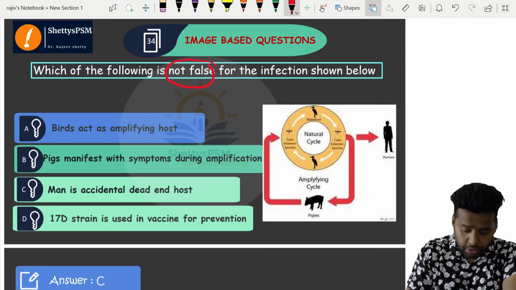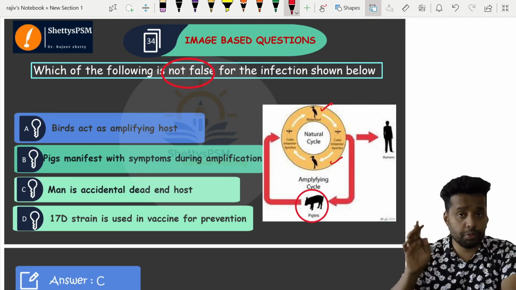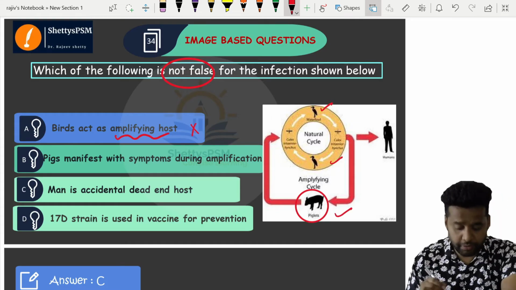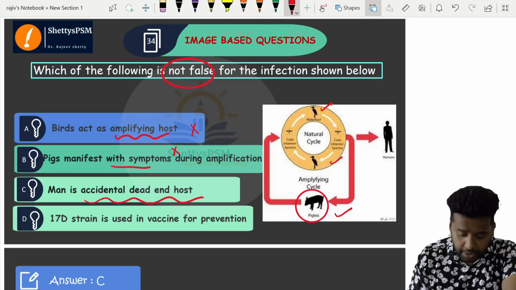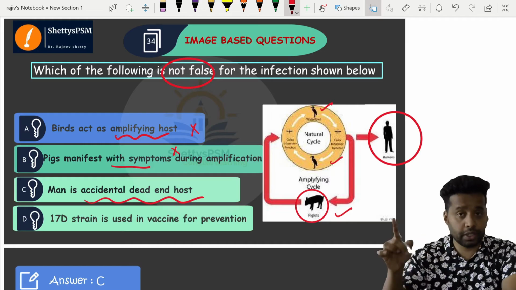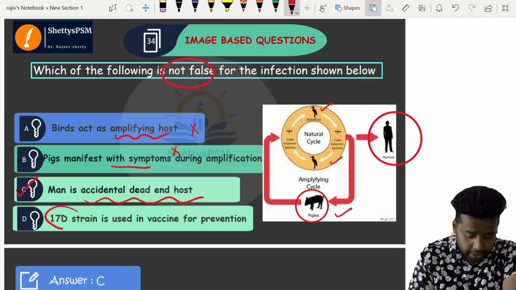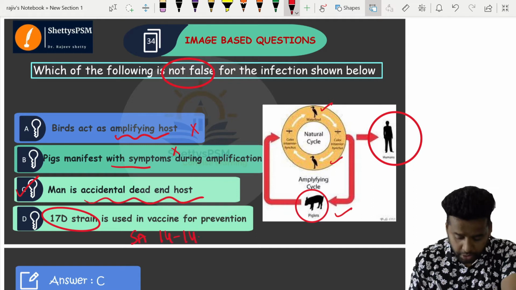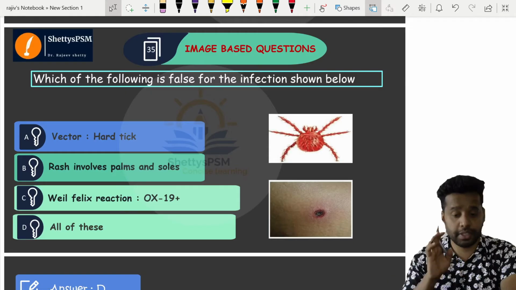Which of the following is not false for the infection shown below? Japanese encephalitis. You can see bird, mosquito and pig. Birds are amplifiers? No. Pig is the amplifier. Pig manifests symptoms? No, they are asymptomatic. Man is an accidental dead end host? Correct. There is no further transmission. 17D strain is used for prevention? No, it is not 17D. It is SA 14-14-2. 17D is for yellow fever. SA 14-14-2 is for Japanese encephalitis.